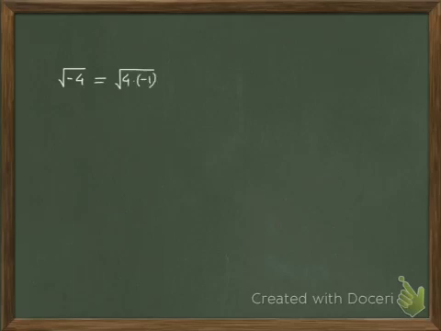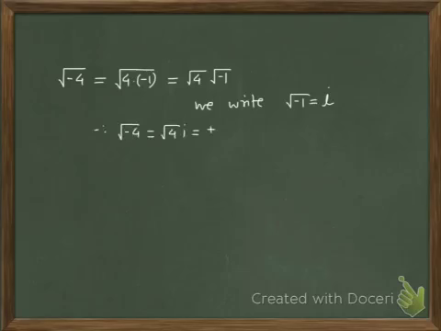Now, how can we write these numbers? Under root of minus 4, right? It can be written as under root of 4 into minus 1, which is equal to under root of 4 into under root of minus 1. We write under root of minus 1 is equal to i hereafter. So, this number under root of minus 4 could be written as under root of 4 into i, which is equal to plus minus 2i.